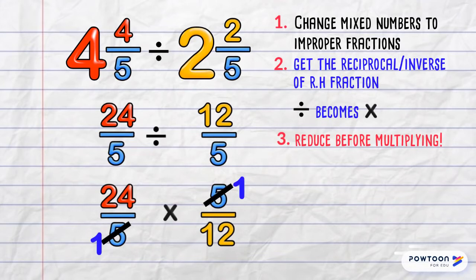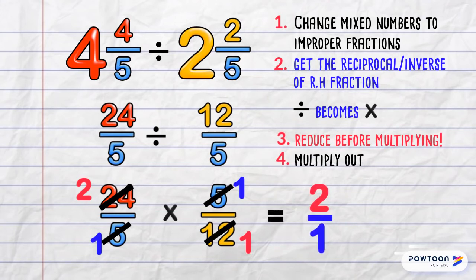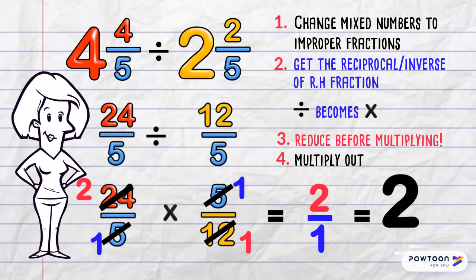And we also have these values that work together. 12 is a factor of 24. That gives us 1 here and 2 here, because 2 times 12 is 24. And now we multiply across and we get 2 over 1. And any number over 1 is that same numerator as a whole number. So 2 wholes.